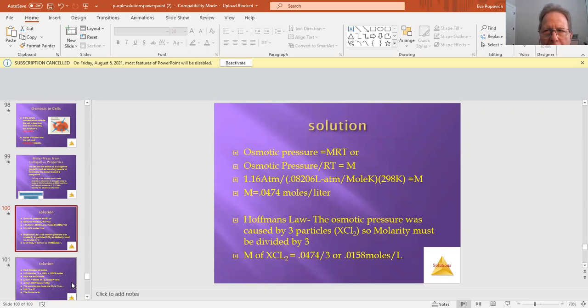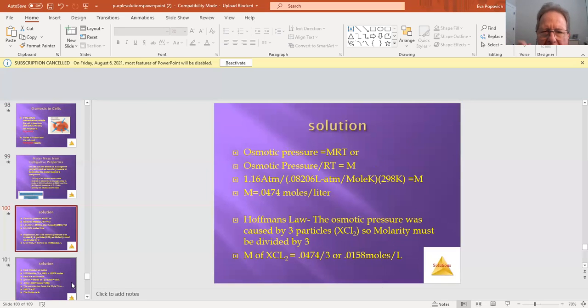Okay, we know what the osmotic pressure is. We have the temperature, we know R. So the osmotic pressure divided by RT is going to be equal to my molarity. I take my 1.16 atmospheres divided by R, divided by the temperature in Kelvin. My molarity is 0.0474 moles per liter.